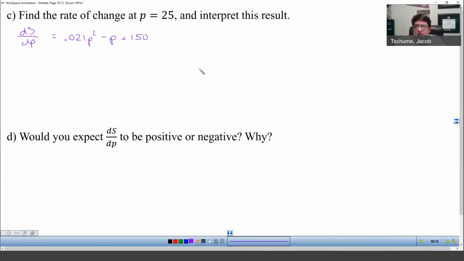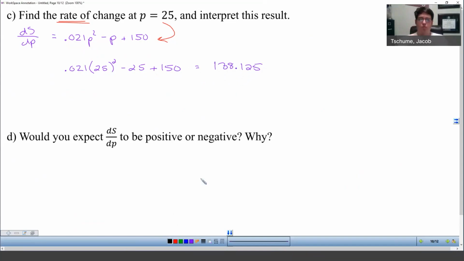So find the rate of change. So now we're going to plug the 25 into our derivative because it mentions the word rate of change. So this would be 0.021 times 25 squared minus 25 plus 150. So this would give me 138.125. And it says interpret this result.